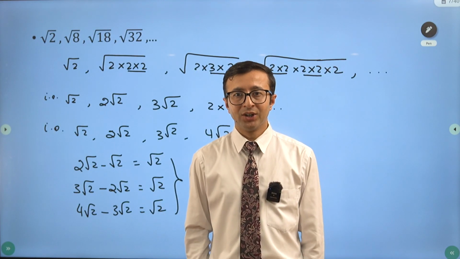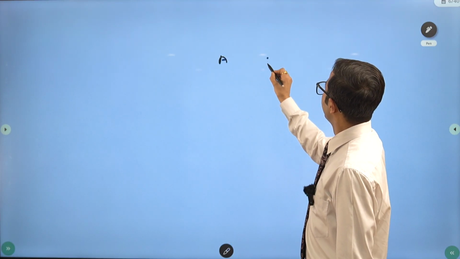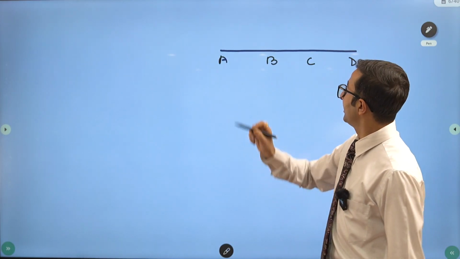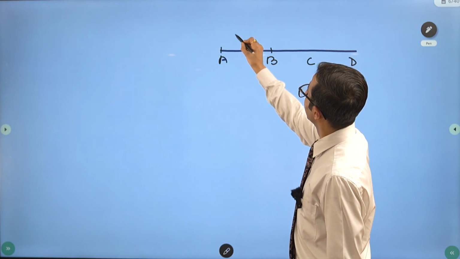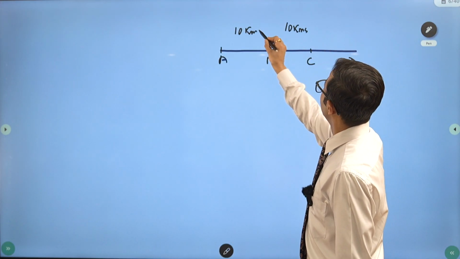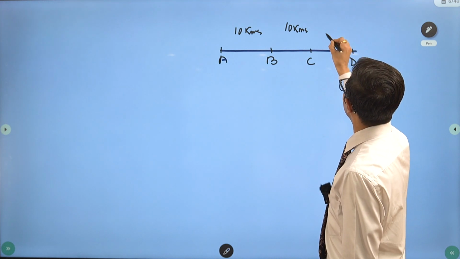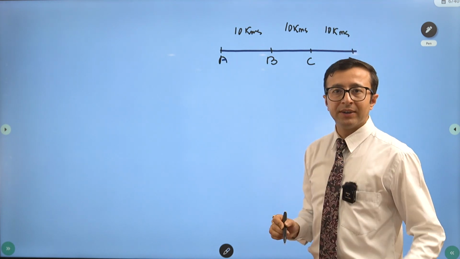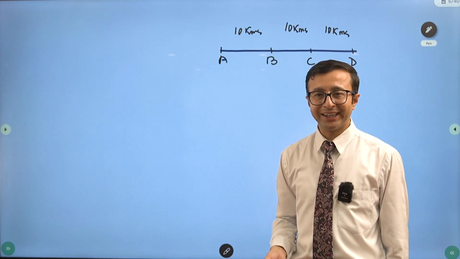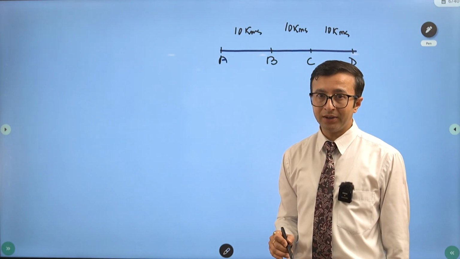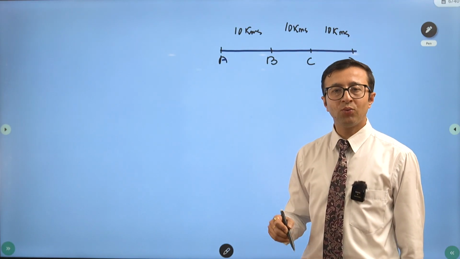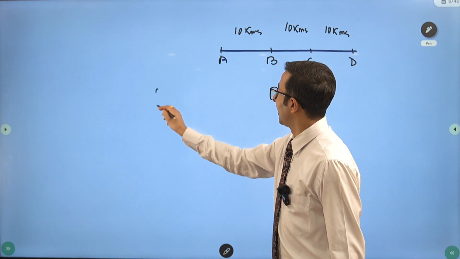So if we have a starting point and gap, then we can find other places in our day-to-day life. Suppose there are places A, B, C, D, and the distance between these places, A to B is 10 kilometers, B to C is also 10 kilometers, C to D is also 10 kilometers. If someone asked you, if you move 10 kilometers, where will you be reaching? So the answer is invalid. We cannot give the answer, because we don't know from where we are starting. If you start from B in one of the directions, suppose this is left, this is right.